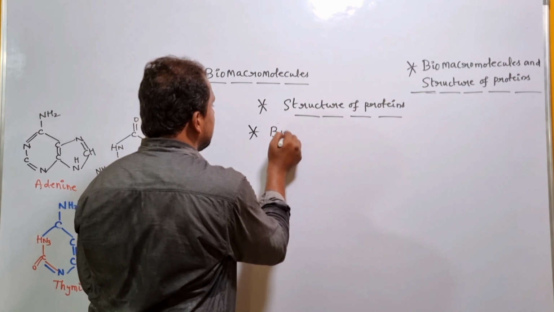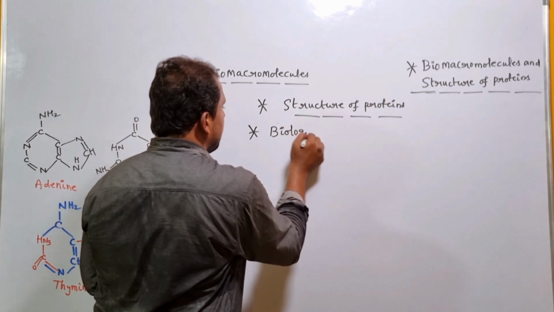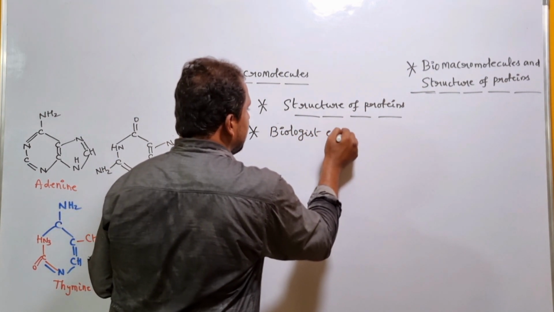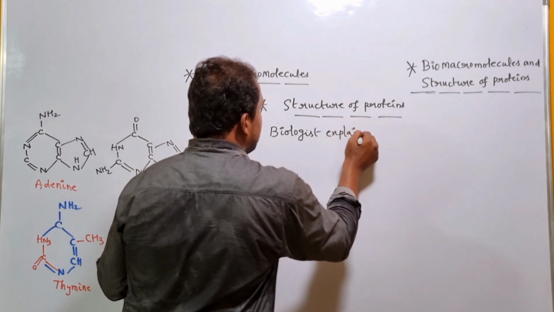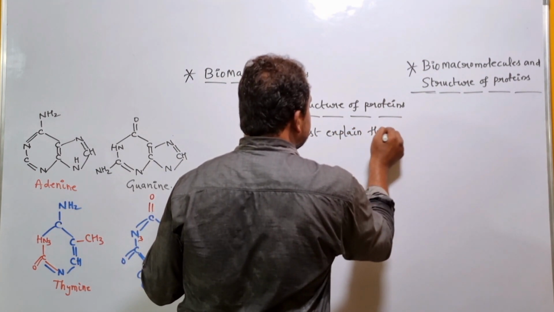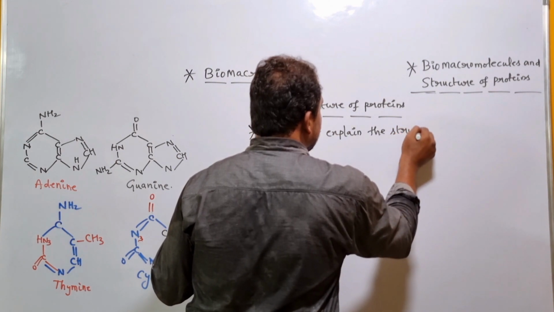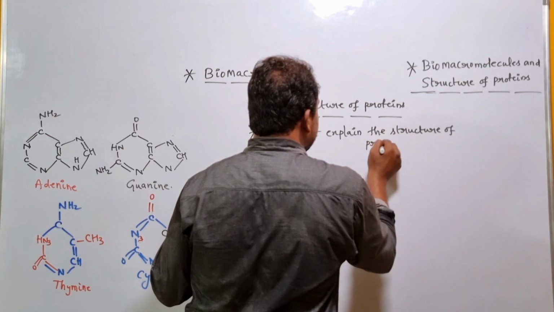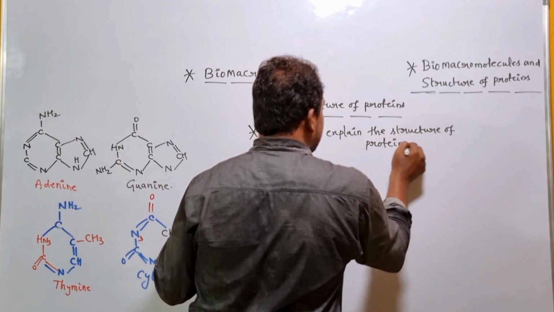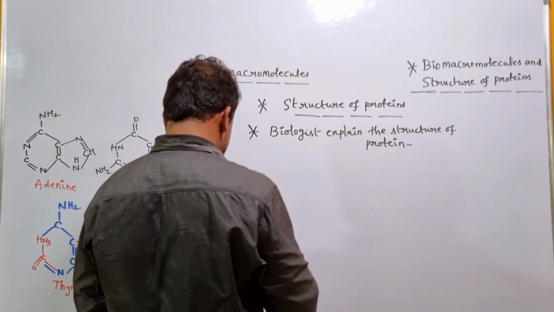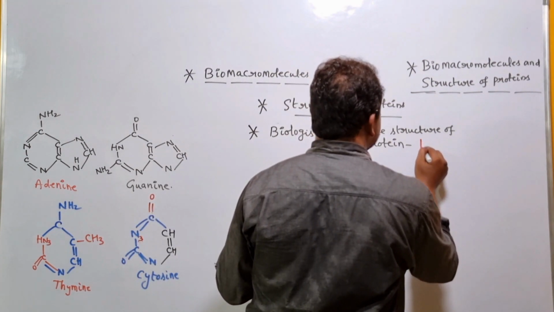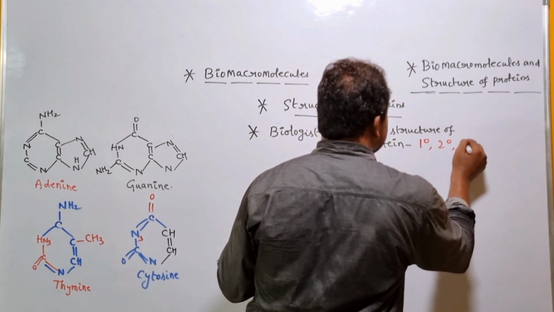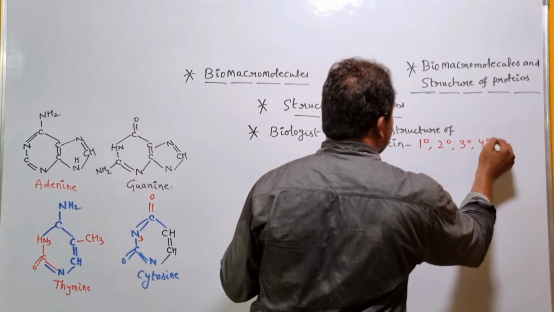Biologists explain the structure of proteins at 4 different levels. These include primary structure, secondary structure, tertiary structure and quaternary structure.